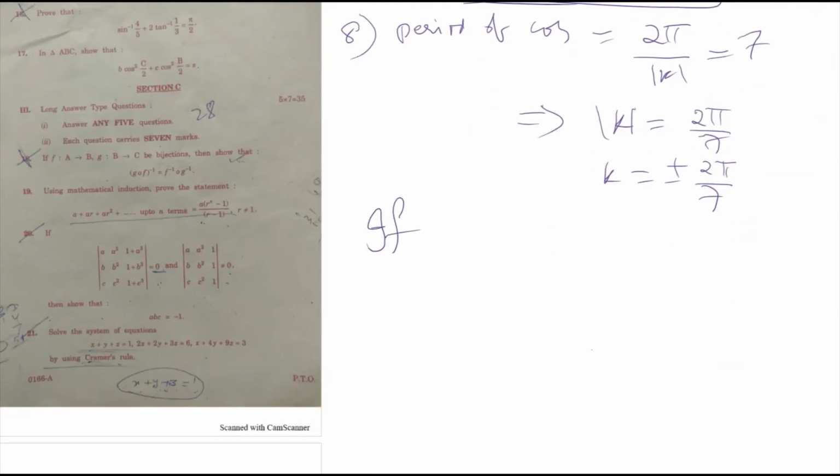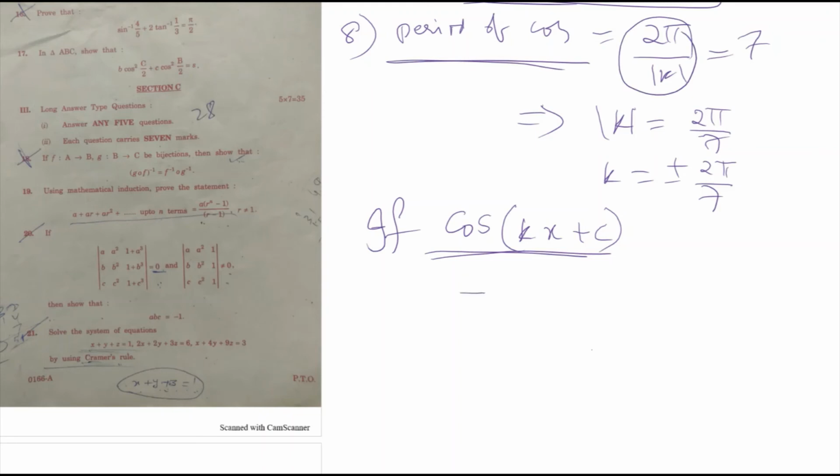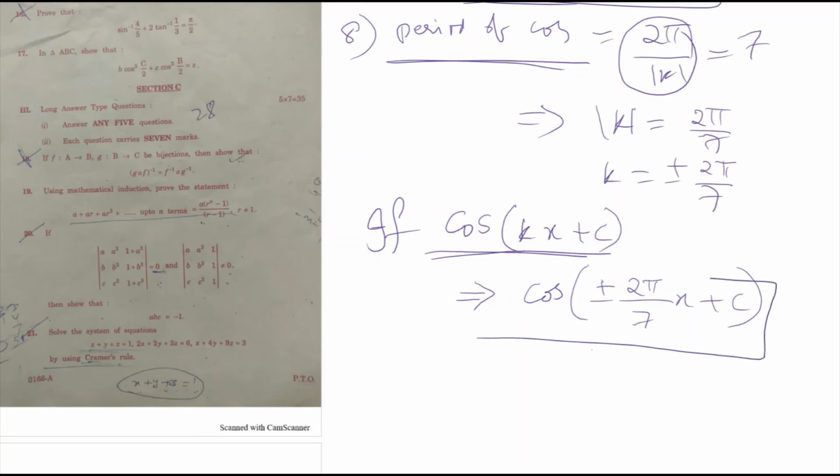So the general function of cos is cos of k into x plus c. If this is my function, then the period of cos will be 2 pi by mod k. Substituting the value of k, we get cos of plus or minus 2 pi by 7 into x plus c. So this is the cos function whose period is 7.